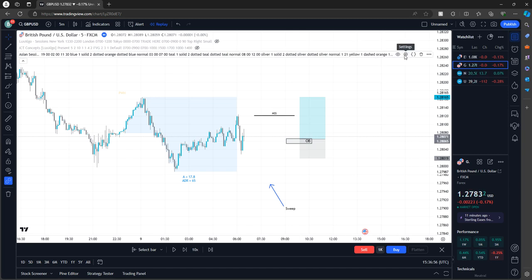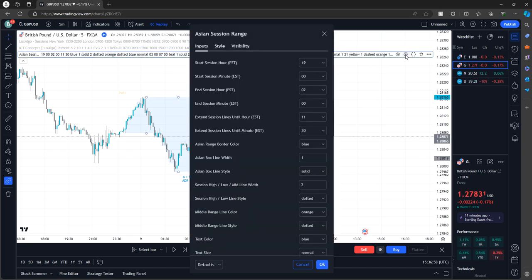So we'll go over to here. This little icon here is the cog for settings. We're going to click here. It's set up in the EST or EDT time frame. All you'll need to do is just configure the time zones to where you are in the world.